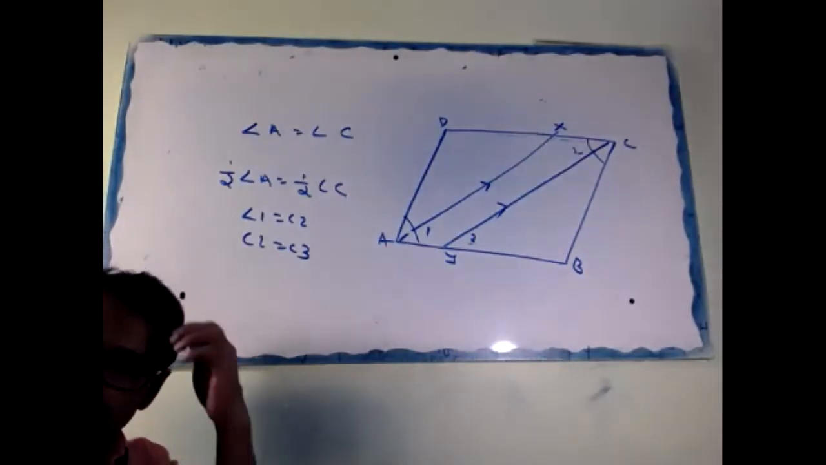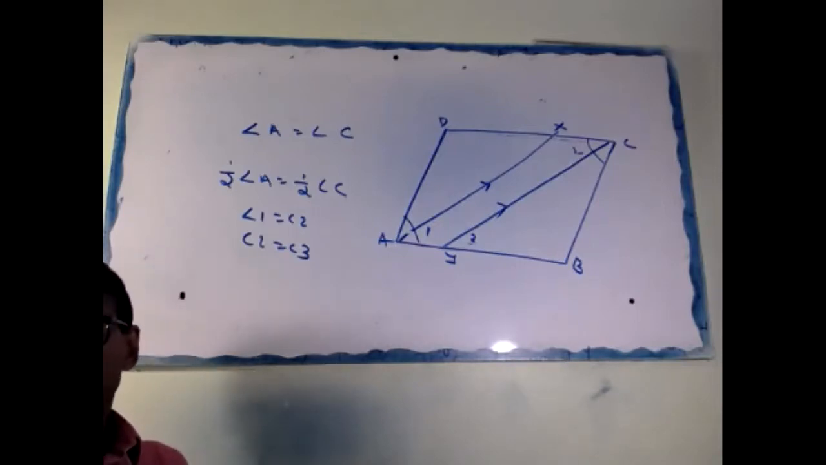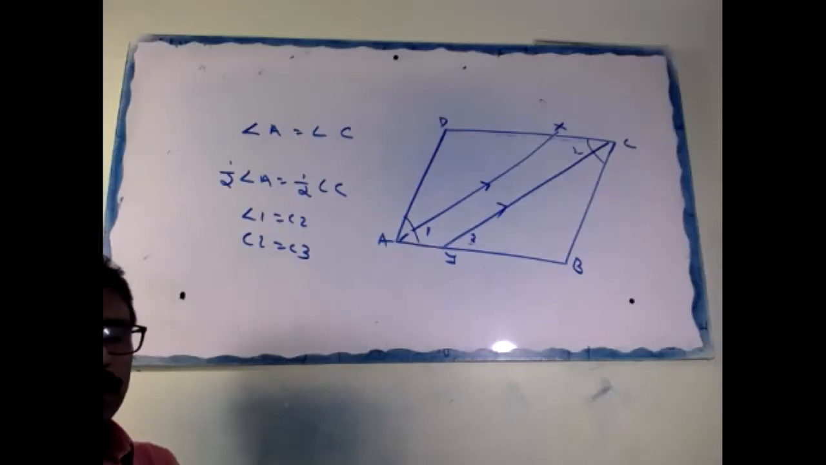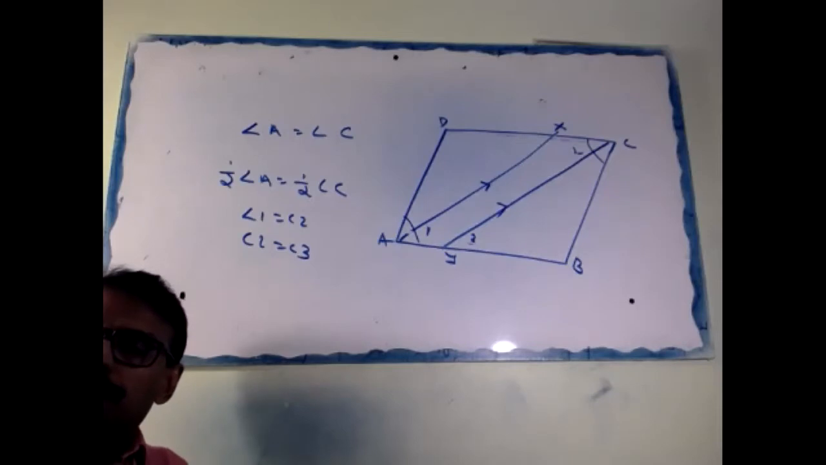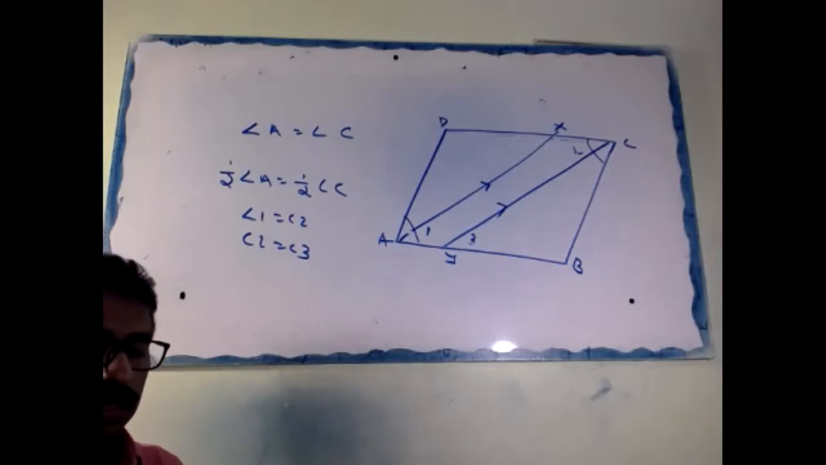Okay, right now, I'll give the note. Angle A equals angle C. In brackets, opposite angles of a parallelogram. Angle A equals angle C, reason: opposite angles of a parallelogram.